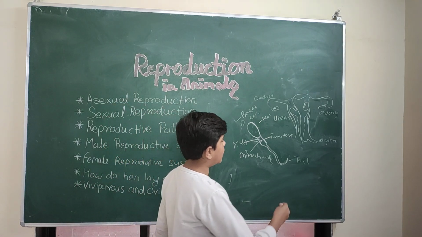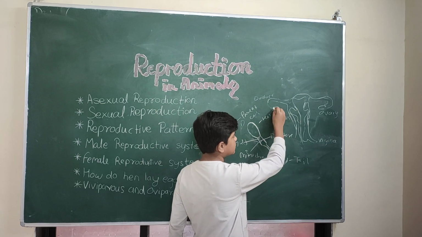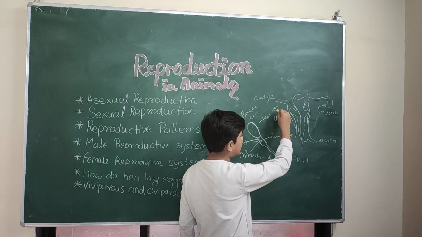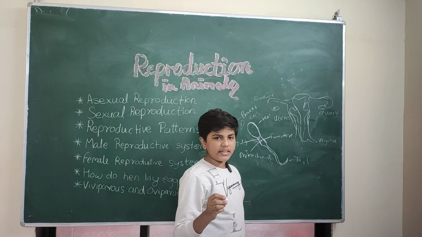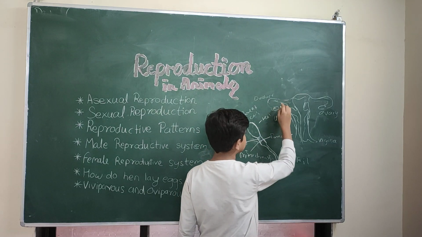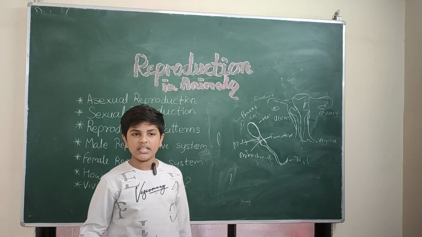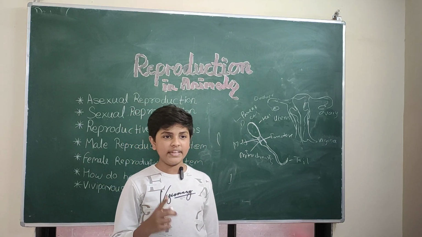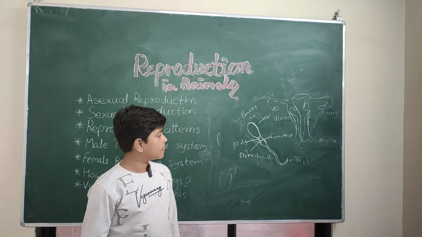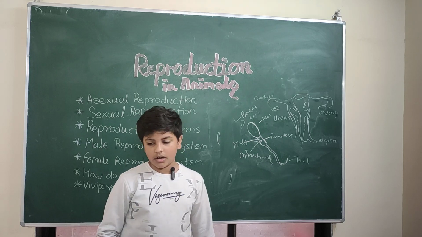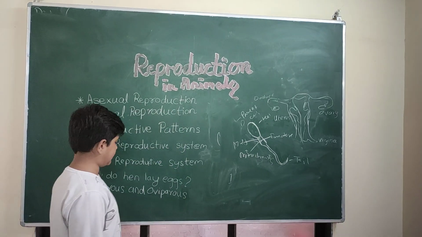Then these eggs come through the oviduct. There are very small hairs here which help the eggs to come out through the oviduct, and they are known as villi. Then how does the fertilization take place?